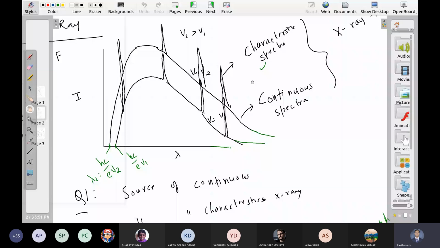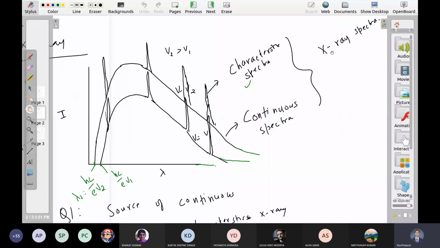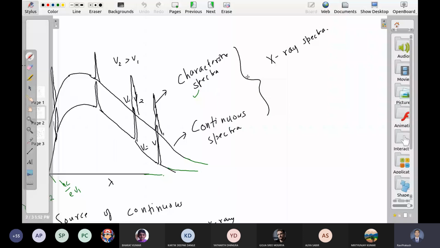We call them X-rays because both these electromagnetic waves have the same order of wavelength. So these X-rays are in the range of angstrom. They also fall in the range of angstrom. So we call them X-rays. Okay. So this is all about this X-ray spectrum.